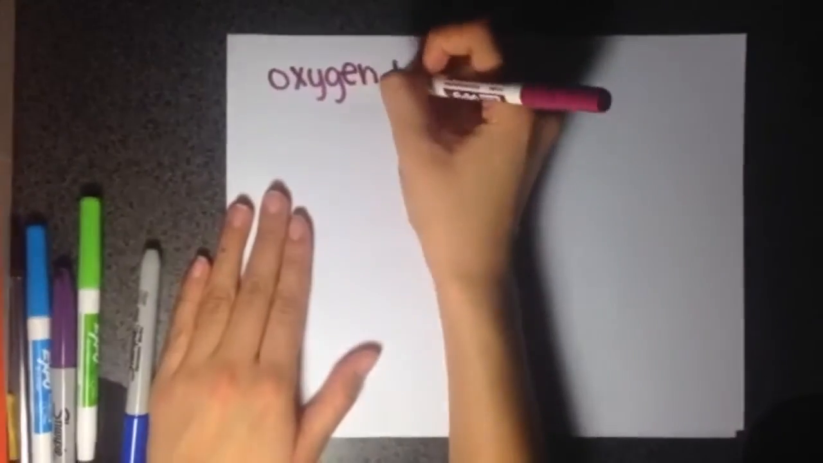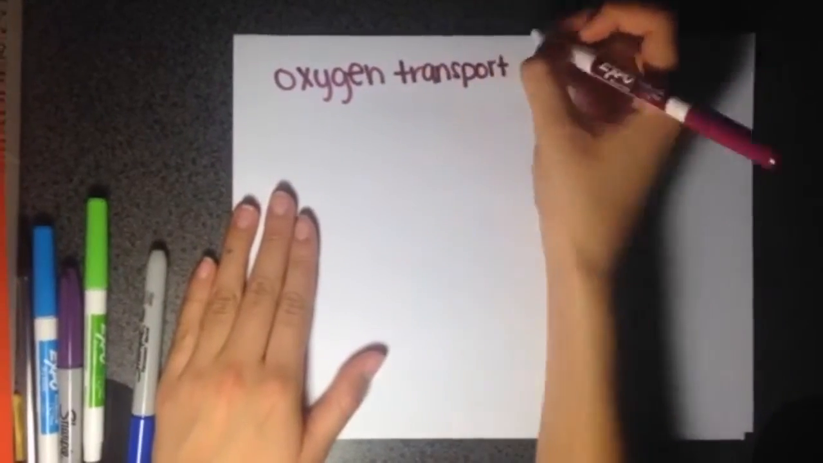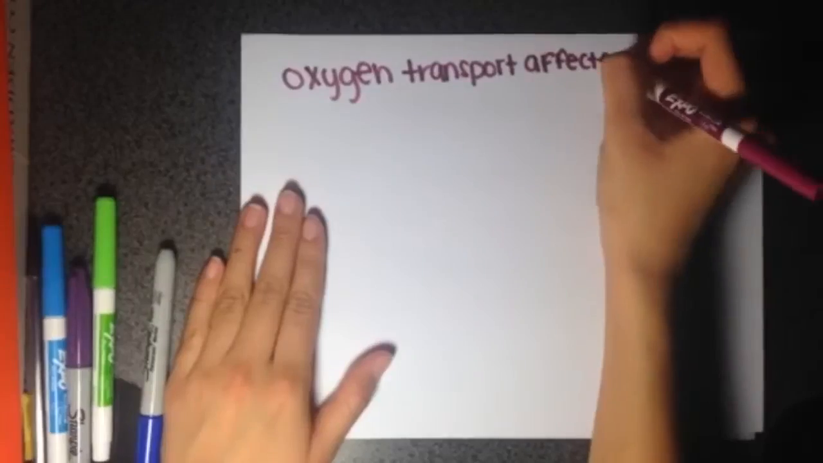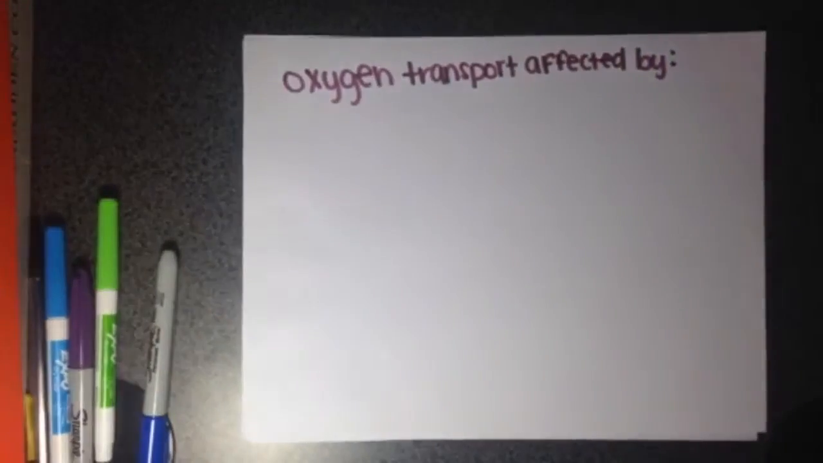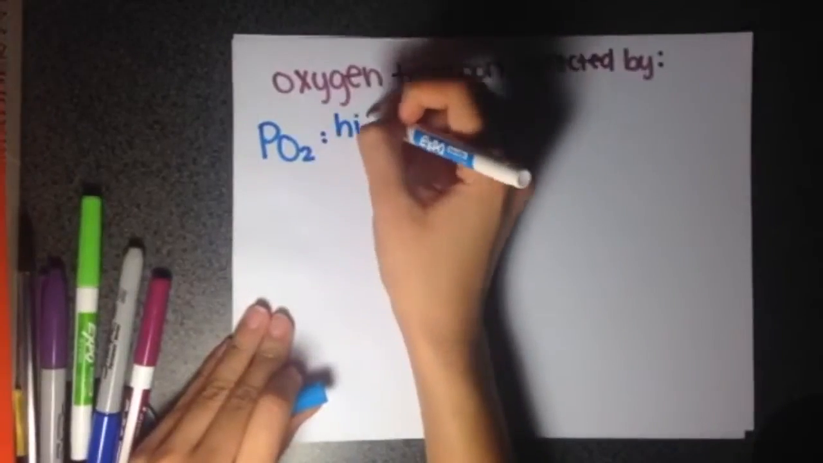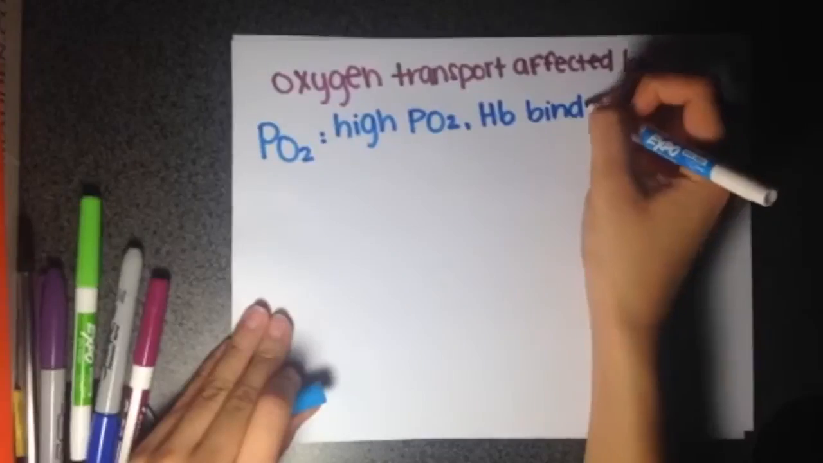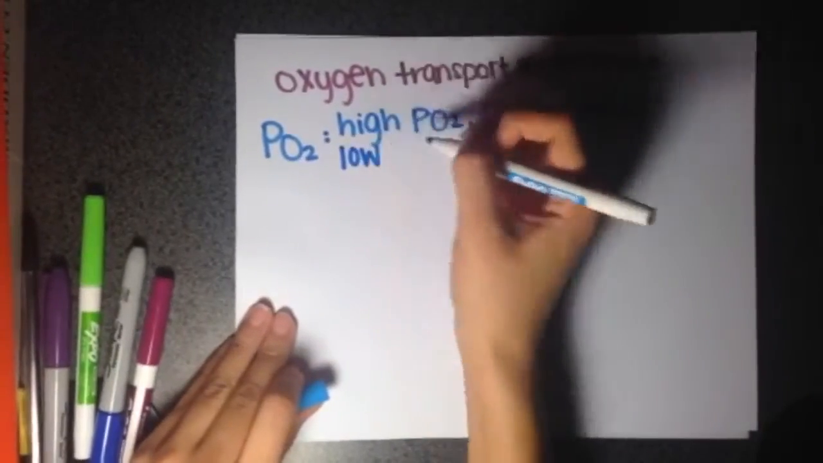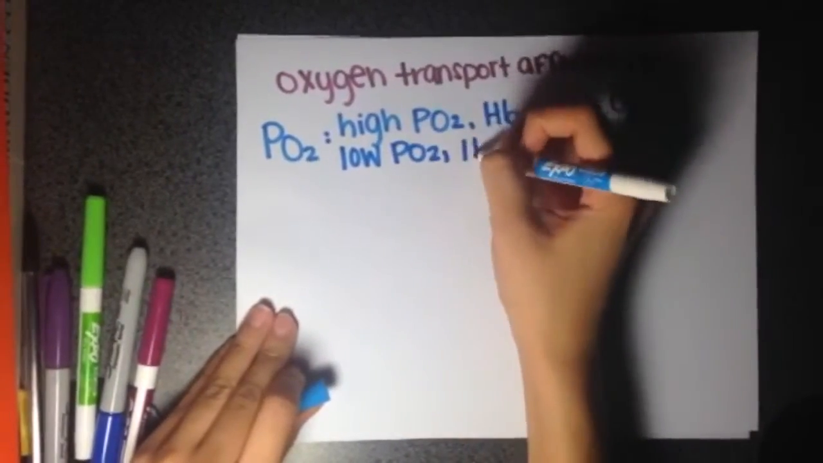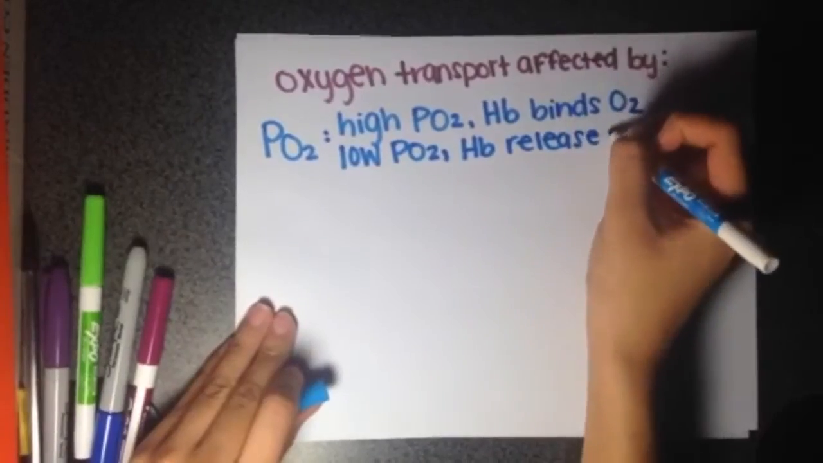Oxygen transport is affected by the partial pressure of oxygen, the pH of blood, the temperature of blood, and the partial pressure of carbon dioxide. In high partial pressure of oxygen, hemoglobin binds to oxygen because there is already a high number of oxygen present. However, when there is a low partial pressure of oxygen, hemoglobin releases oxygen to increase oxygen levels.